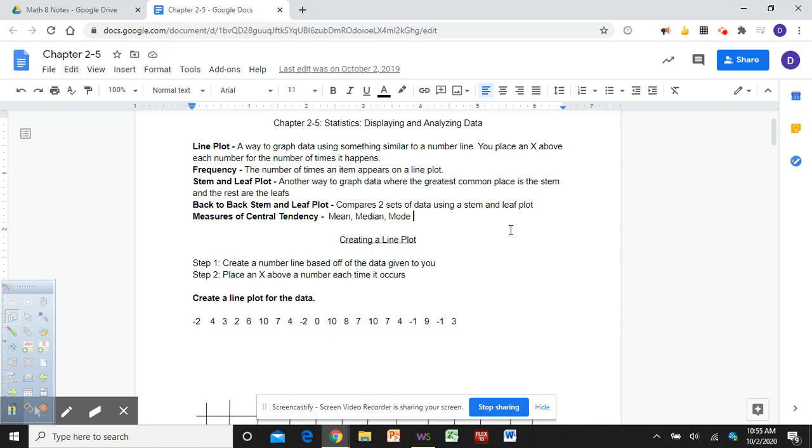Hey guys, today we're going to be talking about 2-5, which is displaying and analyzing data. There's a couple things we're going to talk about today. We're going to talk about line plots, stem and leaf plots, and then measures of mean, median, and mode. We'll talk about how to find those.